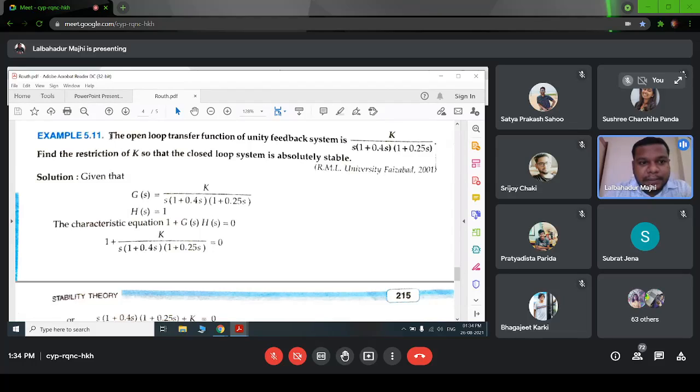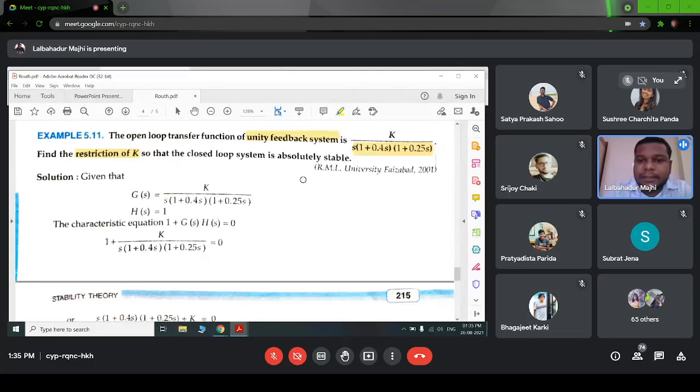So this example is very important for the root locus method. Okay, so let's go through this example. We have an open loop transfer function of a unity feedback system, so the value of H is 1 here. The open loop transfer function, or OLTF, is K divided by s into 1 plus 0.4s into 1 plus 0.25s. Okay, so we have to find the restriction of K, that means the range of K, so that the closed loop system is absolutely stable.